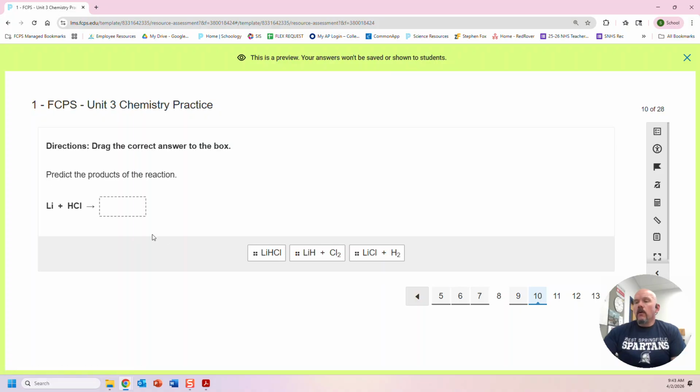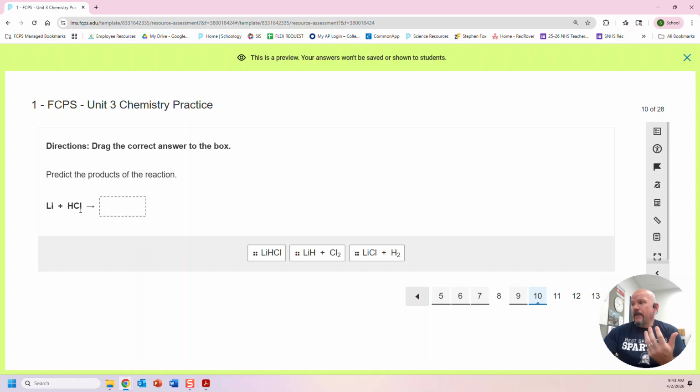All right, we'll go here. So we have to predict the product of this reaction, okay? I think for the SOL, the only type of reactions you have to predict are single replacements and maybe acid-base neutralization, maybe. But it might be double replacement. All right. Combustion's easy. It's just CO2 and water, right? So it's a single replacement reaction.